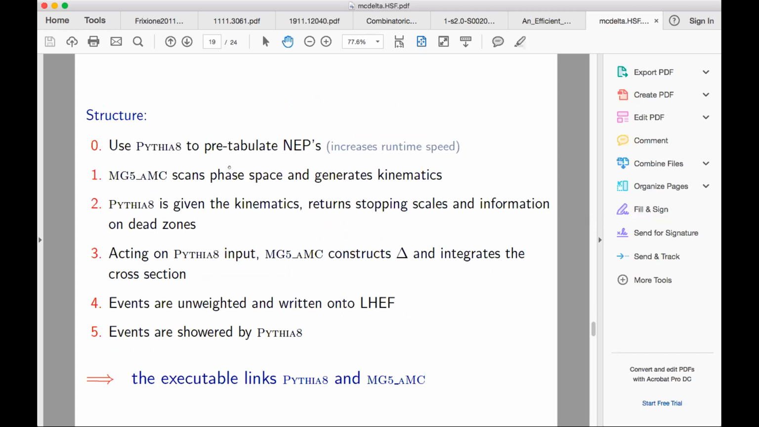So the structure is that, essentially, we use Pythia 8. Of course, it could be another Monte Carlo, but we did it with Pythia 8 to pre-tabulate the non-emission probability. MadGraph will scan the phase space and generate the kinematics. The kinematics is given back to Pythia 8 that returns the stopping scales and the information on the dead zones. Using this input from Pythia, MadGraph will construct delta and integrate the cross-section, then unweight the events and write them onto the Les Houches event file, and then give those to Pythia to shower. Essentially, therefore, you have a unique executable that links MadGraph and Pythia in the same place, at variance with what happens with MC@NLO.